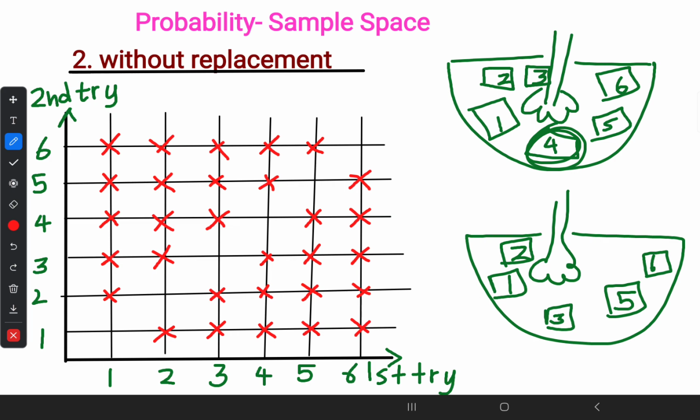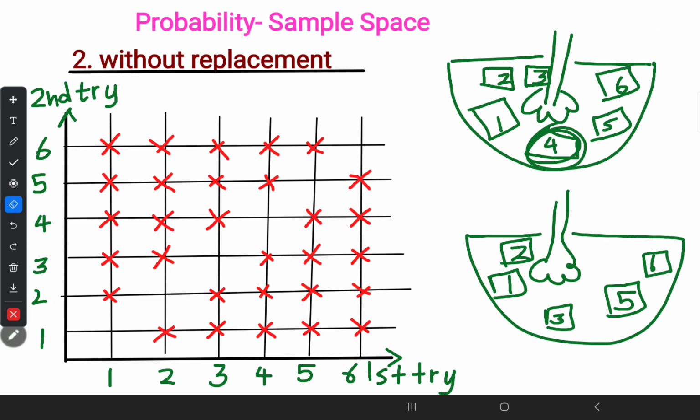In the with-replacement question we discussed the cross-sectional region. Here also we can put the crosses, but in without-replacement questions, no need. You cannot put any crosses here because there is no event like that that will happen. That's the reason behind this. And the process to find the probability is the same as the previous ones. We will discuss some questions.